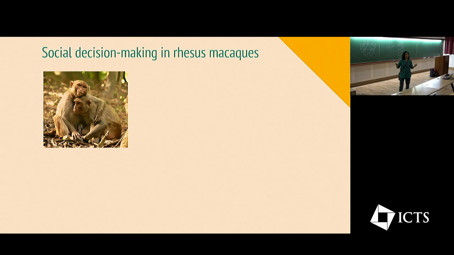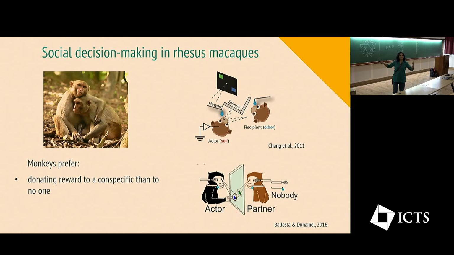Monkey brains, because they have been a favorite model, have been tested in social tasks before. Here, two monkeys are in the same room and one monkey, known as the actor monkey, has to make decisions for the other monkey: how much juice reward the other monkey can receive versus nobody gets any reward. They prefer to give the other monkey the juice reward instead of letting it go to waste. So that is one thing. They like donating reward to conspecifics.